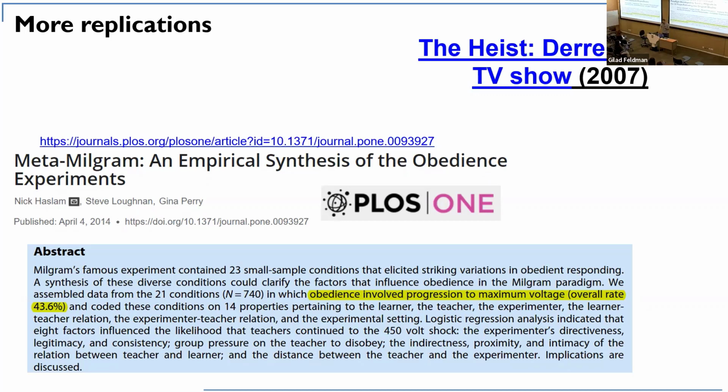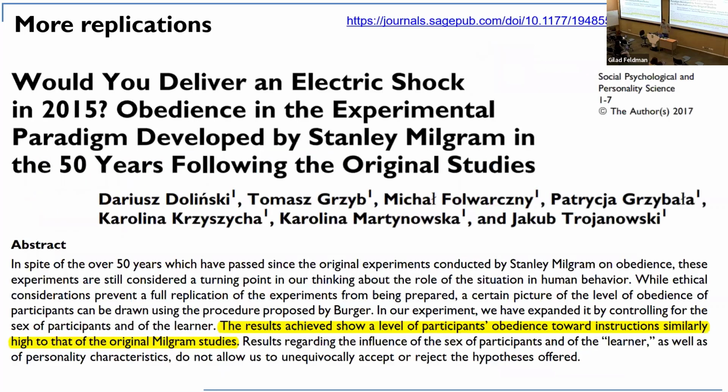All sorts of explanations for that. We're not going to go into this in much more detail. The most recent one that I found, 2017, from Poland, the results achieved show a level of participants' obedience towards instructions similarly high to that of the original Milgram study. So I would have liked to tell you that we're inherently good, but I cannot do that. All I can say is that the evidence showing that we're inherently bad is flawed. We need to do a lot more research, perhaps for you, when you do your graduate studies or wherever it is that you go to next, you'll be able to look more into this.